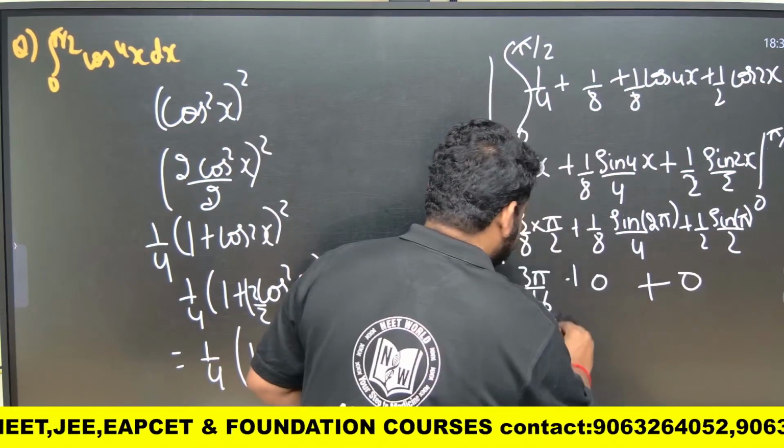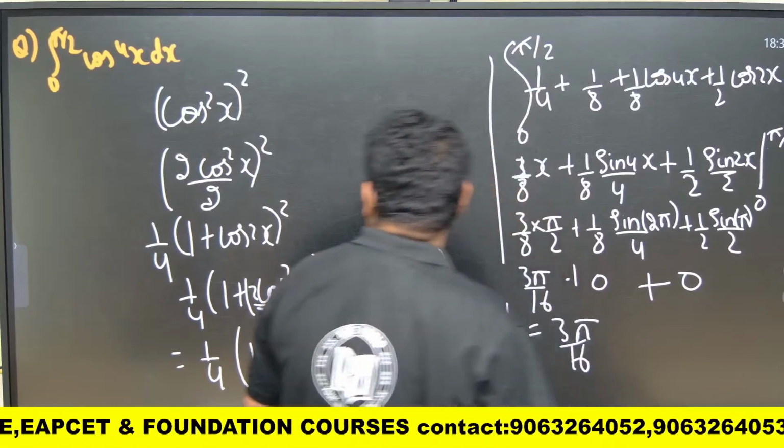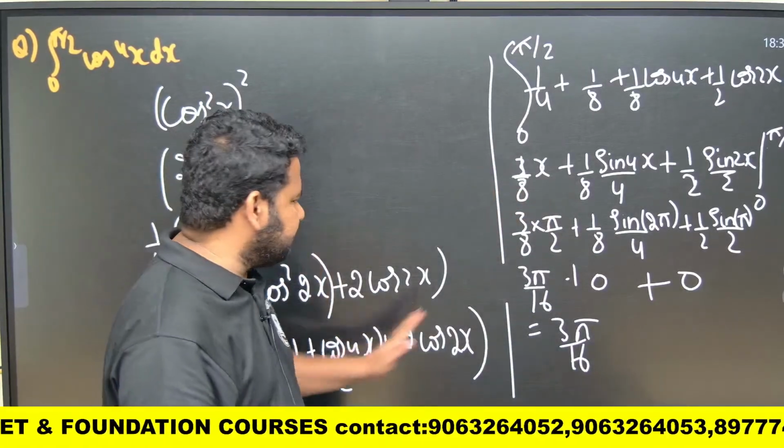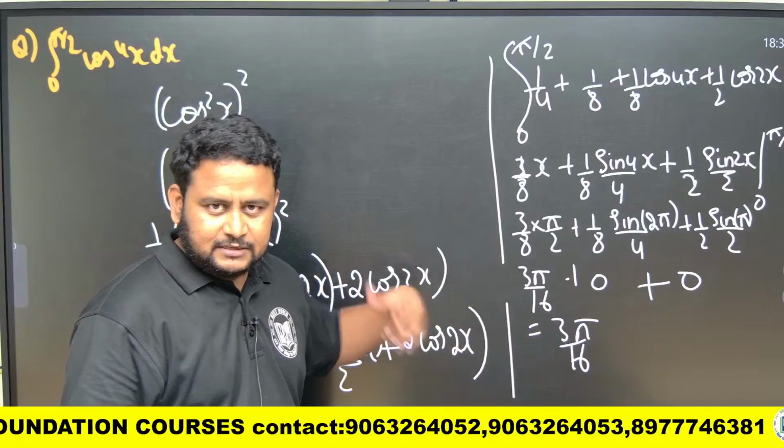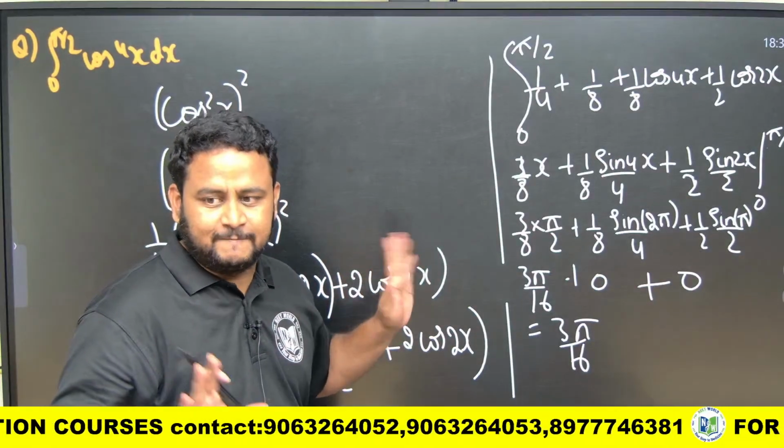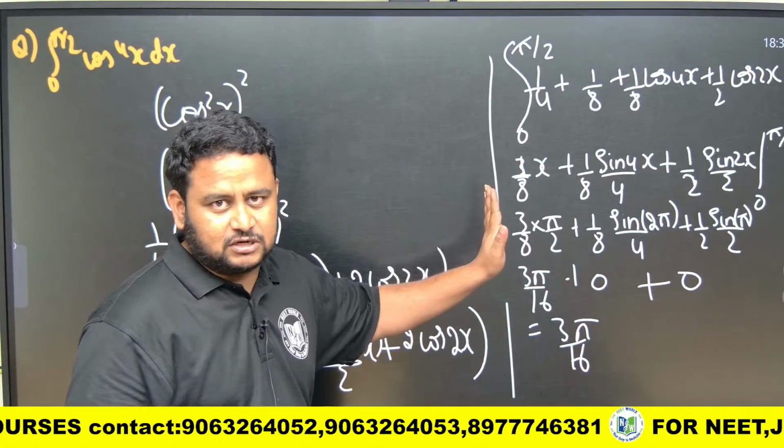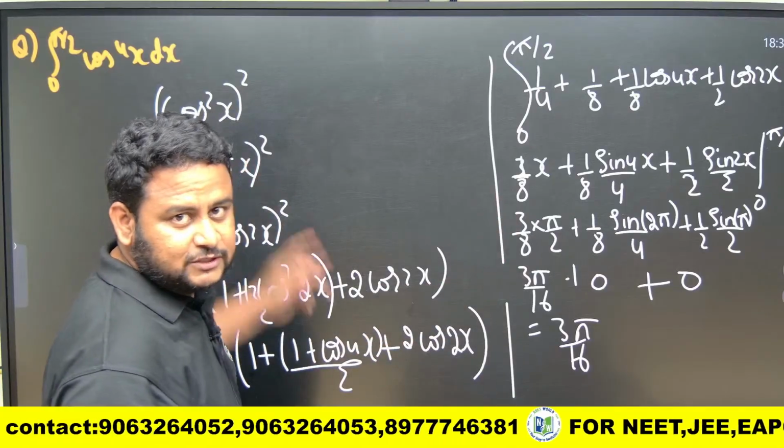So what is the answer I am left with? 3 pi by 16. 3 pi by 16 is my answer. So we took this many steps to solve this question, but this many steps are not required. This is not advisable. Here I am telling you for you to understand the concept. Actually this can be done in 2 steps, which you can watch in our shorts.